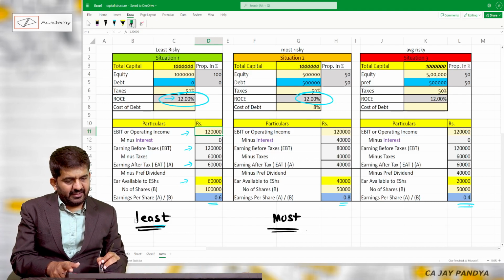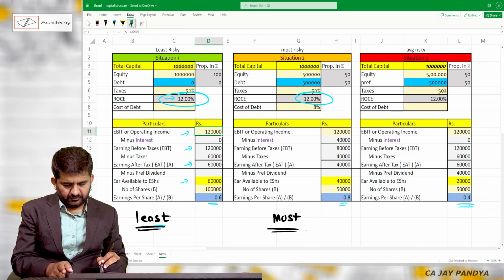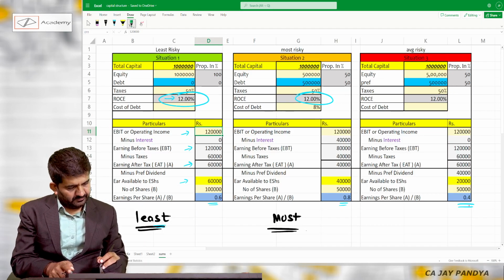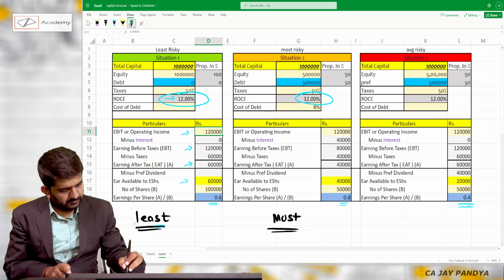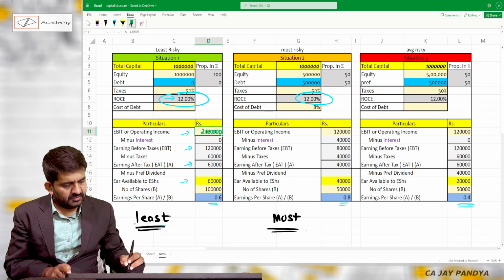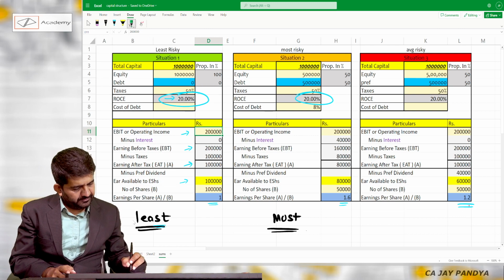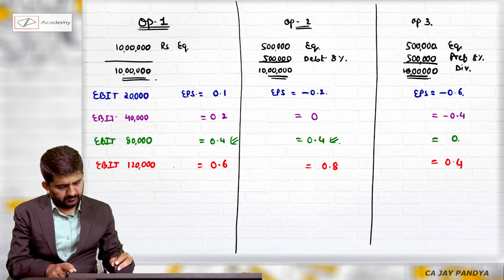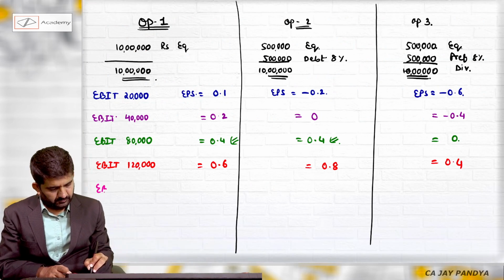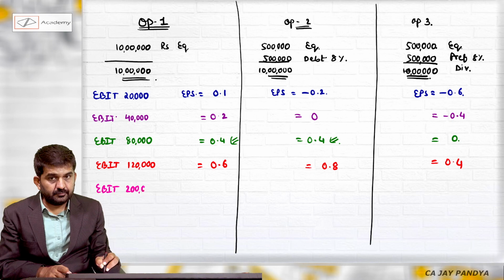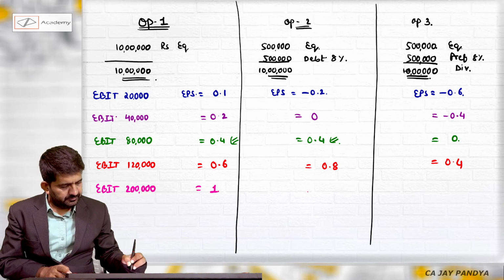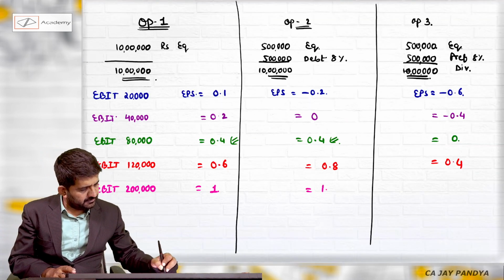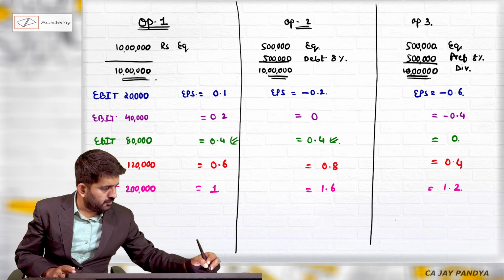If my EBIT is 2 lakhs, EPS in the first case will be 1. Second case will be 1.6 and in the third case will be 1.2.